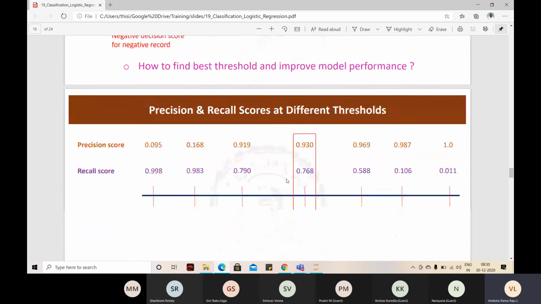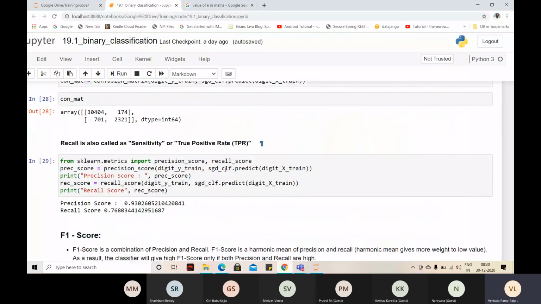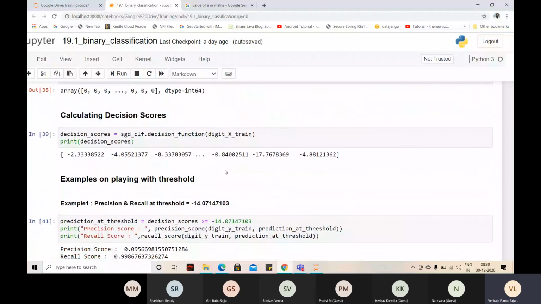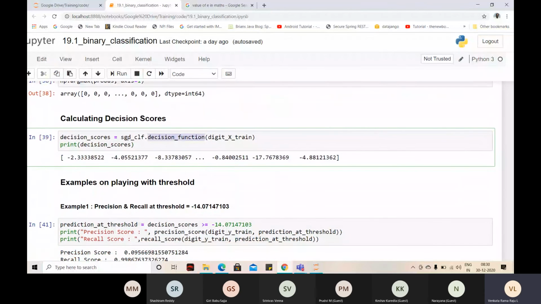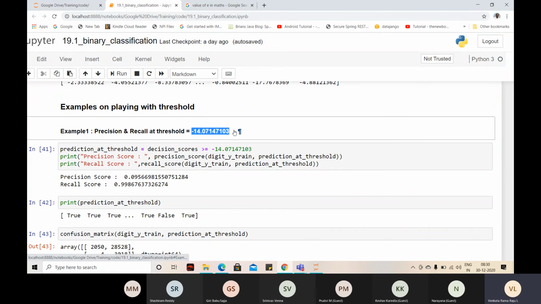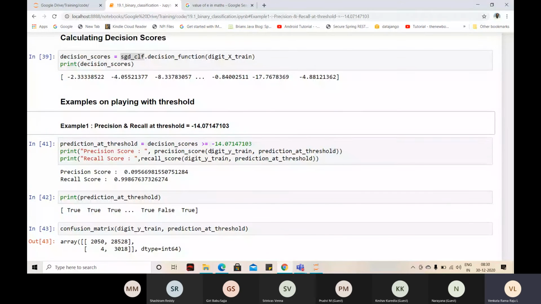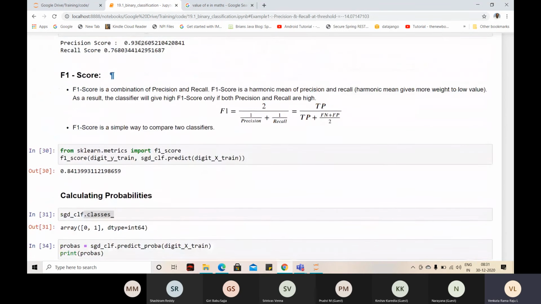Okay. So let me show you, in our data set, how to play with the threshold. So here, I showed you probabilities, I showed you decision scores. Decision function is the method on the SGD classifier, right? So I have taken precision and recall scores at minus 14. For fun, I have taken a number minus 14. So see this, the predictions at a threshold, are they going to be true or false? Let me try to run these two statements.